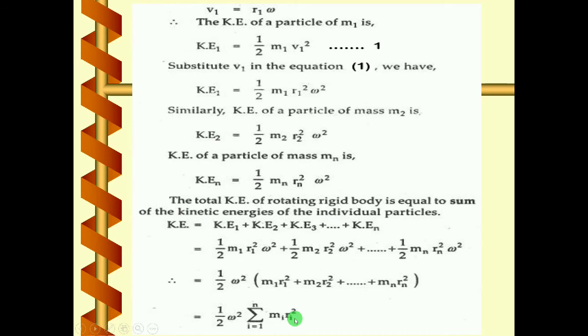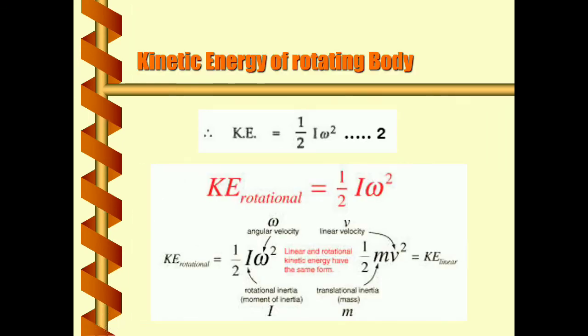And this you already know, in the previous lecture we already discussed, this is nothing but the moment of inertia, which is denoted by capital I. So the kinetic energy of a rotating body is nothing but half I omega square. What are the terms here? The kinetic energy depends upon the moment of inertia of the rotating body, that is I, and omega is the angular velocity.